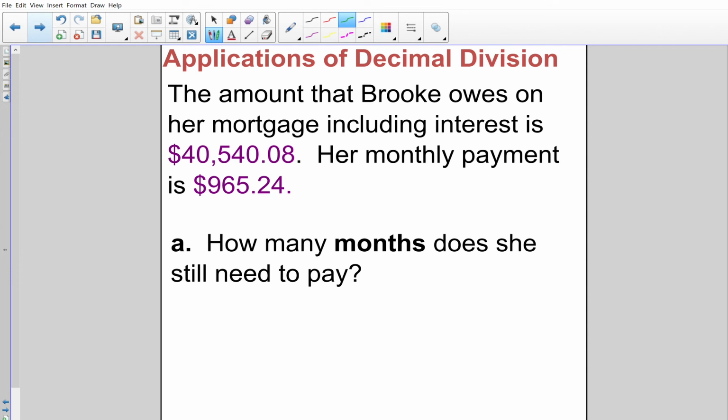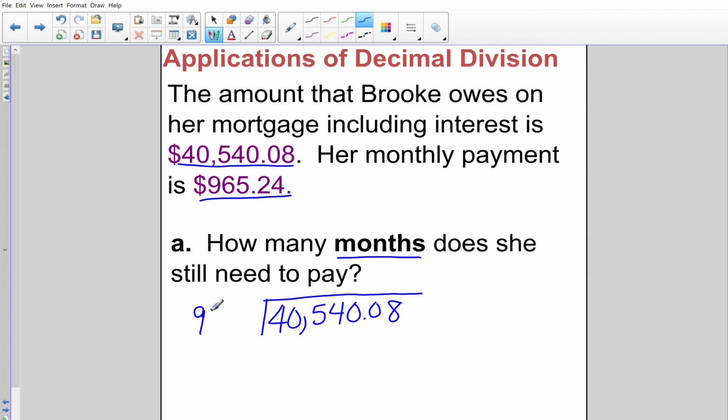Okay, so here, this is a question I've seen on the test before. The amount that Brooke owes on her mortgage, including interest, is this much. Her monthly payment is this much. We want to know how many months she still needs to pay. This is a pretty big number, so I would just go straight to the calculator. We're going to take that $40,540.08 and divide that by her monthly payment, which is $965.24. If I'm just using my calculator, I don't need to get rid of decimals, but I could. When I divide this out, I get the number 42. So 42 months is what she still owes.